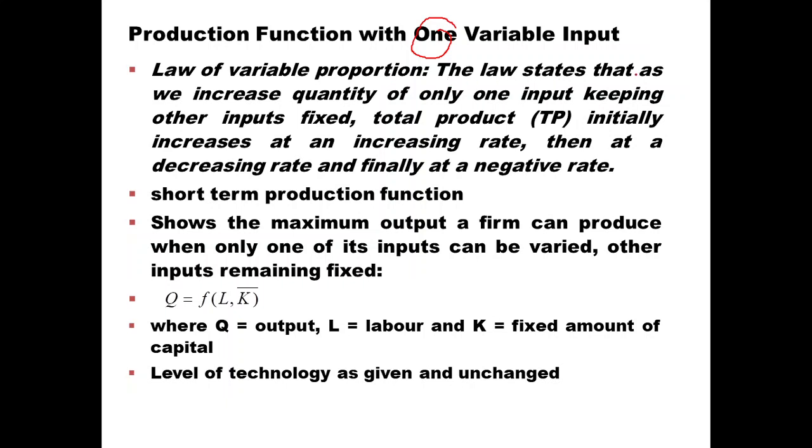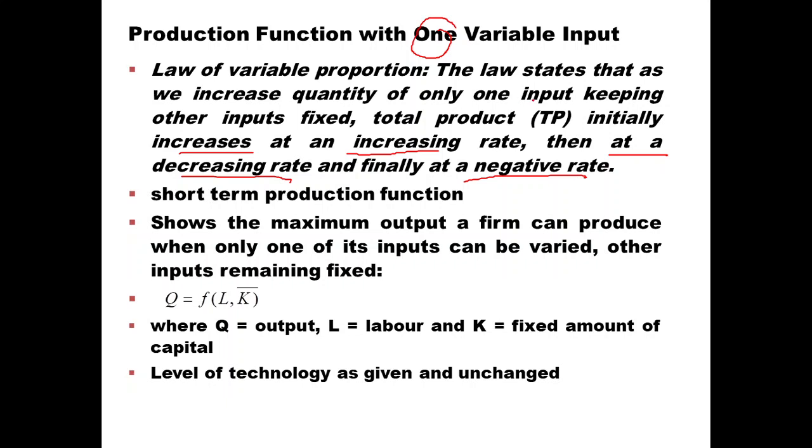The law states that as we increase the quantity of only one input, say for example labor, keeping other inputs fixed, total product, that means the production, initially increases at an increasing rate and then at a decreasing rate, and finally it increases at a negative rate, or you can call it starts declining. So this is the statement of the law.